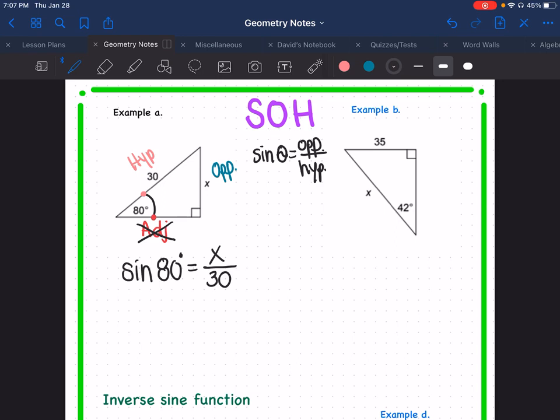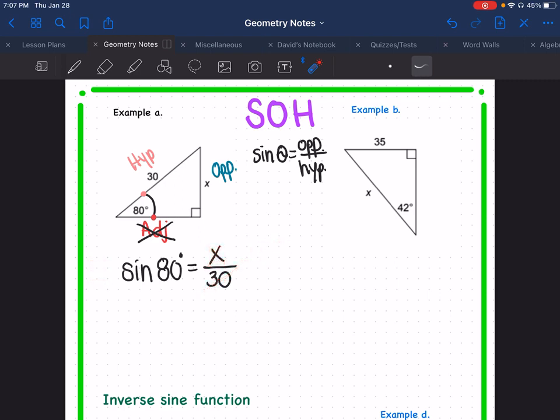Okay, now I'm going to solve this. I can think of this as being like a proportion. So that's one way I could do it. And I could just crisscross multiply. Another way I could think of it is I need to get x by itself. How do I get rid of a division? I multiply by 30.